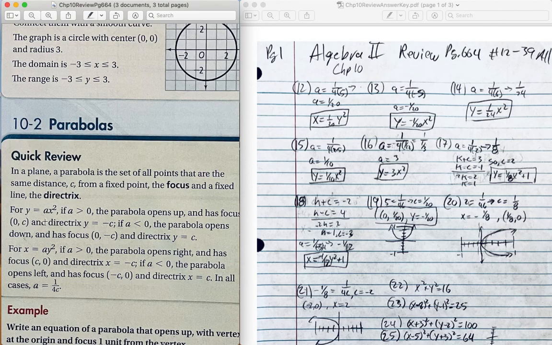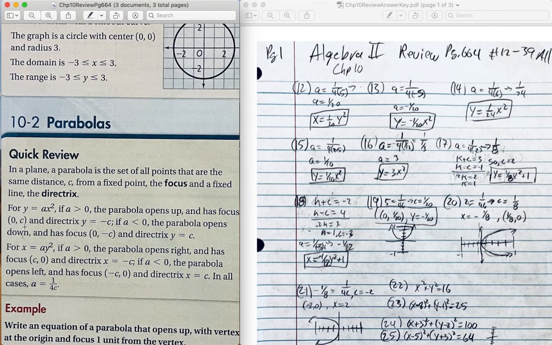This is if we have an upward facing parabola or a downward facing parabola, so a vertical parabola. If a is greater than 0, it faces up. If a is less than 0, it faces down. It has a focus at (0, c), where c is the focus, along the y-axis. For all these situations, the vertex is at the origin, and it has a directrix of y equals negative c.